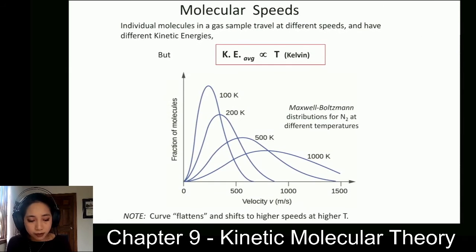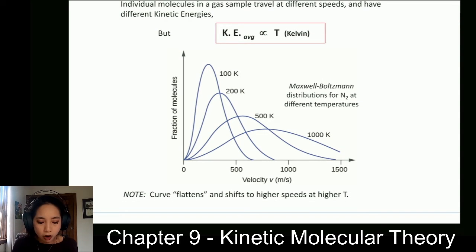What this slide is saying is that individual molecules in a gas sample are actually traveling at different speeds and have specific, individually different kinetic energies. But if we look at the distribution of individual molecules and the speeds they're going for different samples at different temperatures, we see that it looks a little bit different. What you see in this graph are the distributions of molecular speeds of the individual particles at different temperatures. The leftmost curve is a colder sample, at 100 Kelvin.